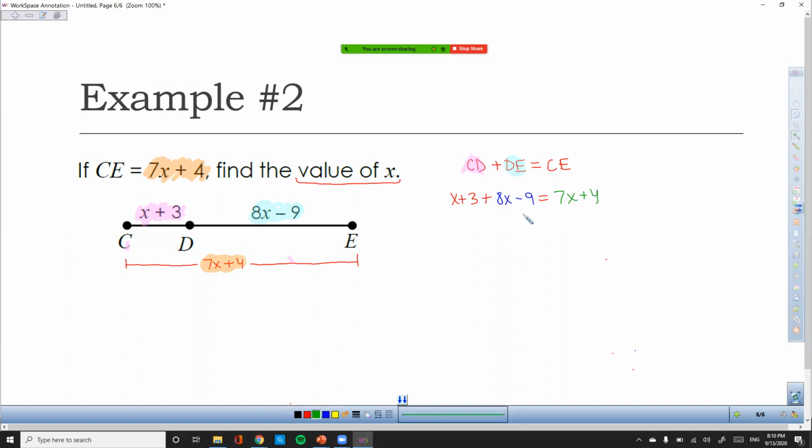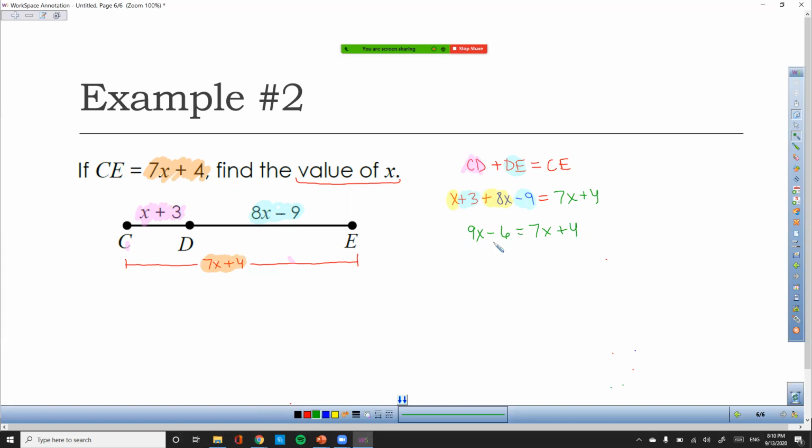That's how I set up my equation, just by substituting the information they're giving me into my segment addition postulate. So now all I'm left to do is combine letters with letters, numbers with numbers. On the left side, I have 1x plus 8x. How many x's do I have? I have 9x. And then numbers with numbers: positive 3 minus 9 gives me negative 6. Then bring everything else down, equals 7x plus 4.